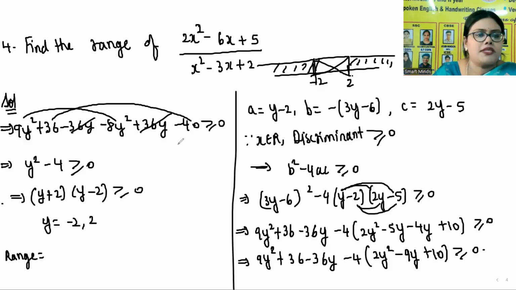So how do you represent it? So range is minus infinity to minus 2 union 2 to infinity. Infinity is always taken as open bracket and this is taken as closed bracket because you have equal to sign here. So 2 and minus 2 is included. That's why we put a square bracket. That means closed interval.